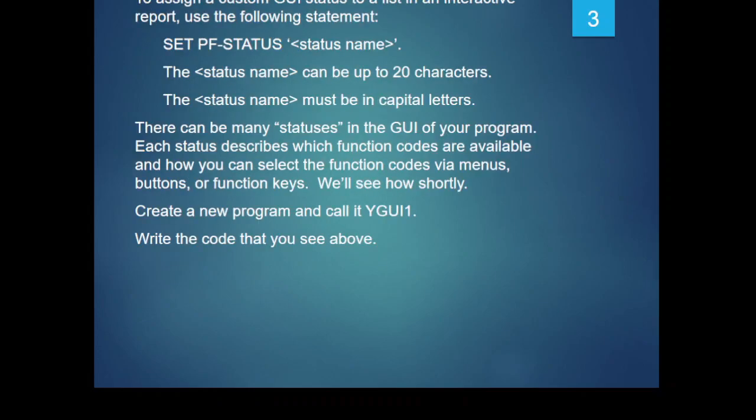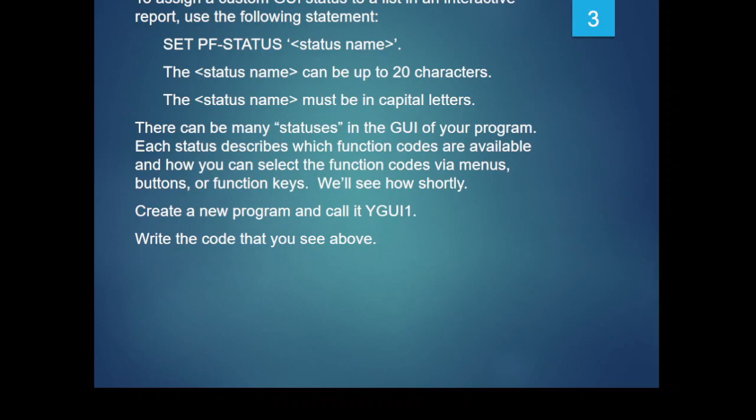To assign a custom GUI status to a list in an interactive report, use the following statement: SET PF-STATUS name. The status name can be up to 20 characters. The status name must be in capital letters. There can be many statuses in the GUI of your program. Each status describes which function codes are available and how you can select the function code via menus, buttons, or function keys. We'll see how shortly.